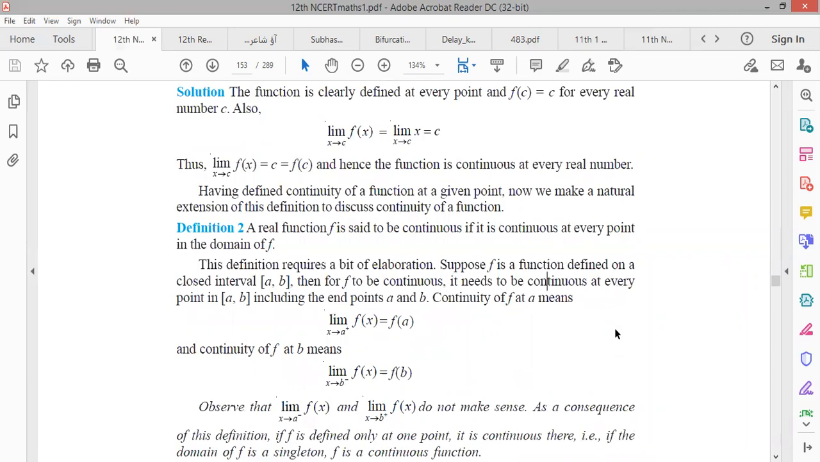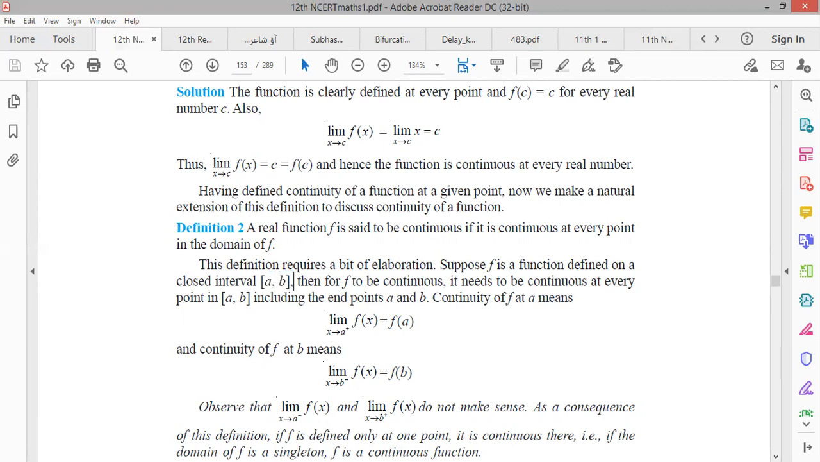The next definition I would like to highlight here is that if a function is continuous at every point of the domain, then it is continuous in the domain of f. Or in other words, a real function f is said to be continuous if it is continuous at every point in the domain of f. For example, we have an interval that's the domain of definition of the given function. If the function is continuous at every point between a and b, including a and b, then we say that the function is continuous in the whole interval.